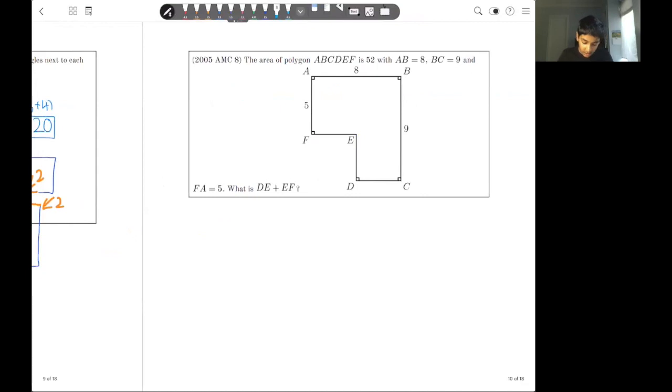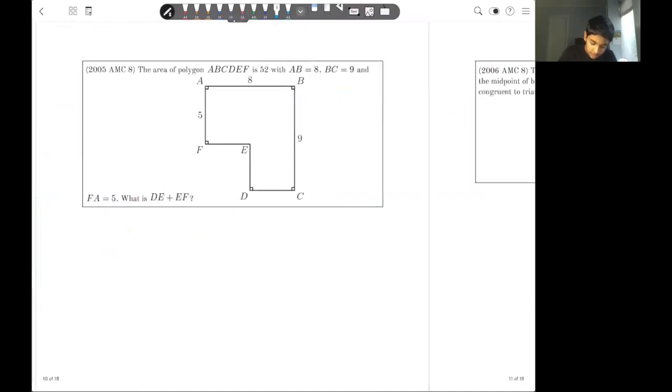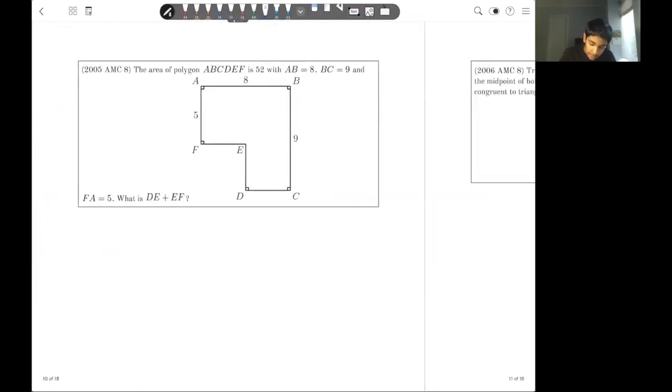This problem actually has a similar strategy. So we have AB is 8, area of the polygon is 52, AB is 8, BC is 9. We're asked to find what DE plus EF is. So I guess this is somewhat of an area problem, but let's see how we can solve it. So again, the area of this obscure polygon. What do you think we can do here to make it a nice shape? What can we do to make it something that we know how to deal with? It's very similar to the previous problems.